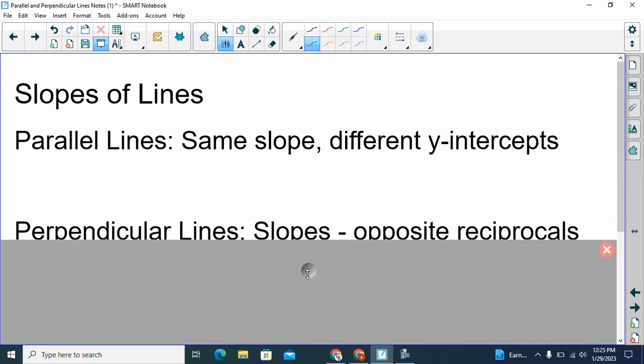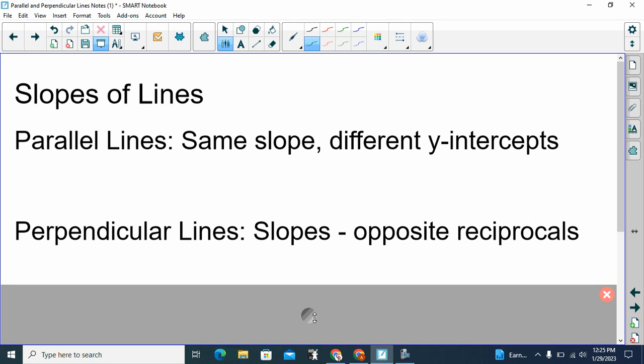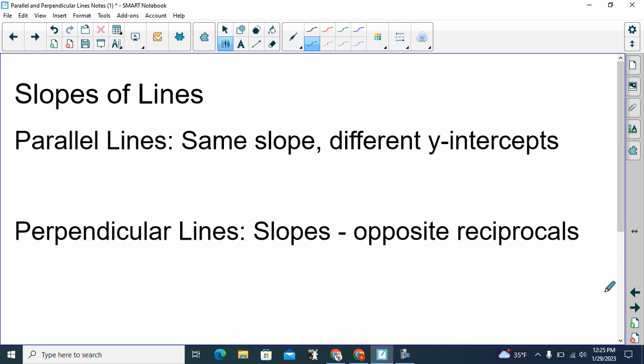Perpendicular lines have slopes that are opposite reciprocals. They could have the same y-intercept, they could have different y-intercepts. The important thing to know is parallel lines have the same slope. Perpendicular lines have slopes that are opposite reciprocals.